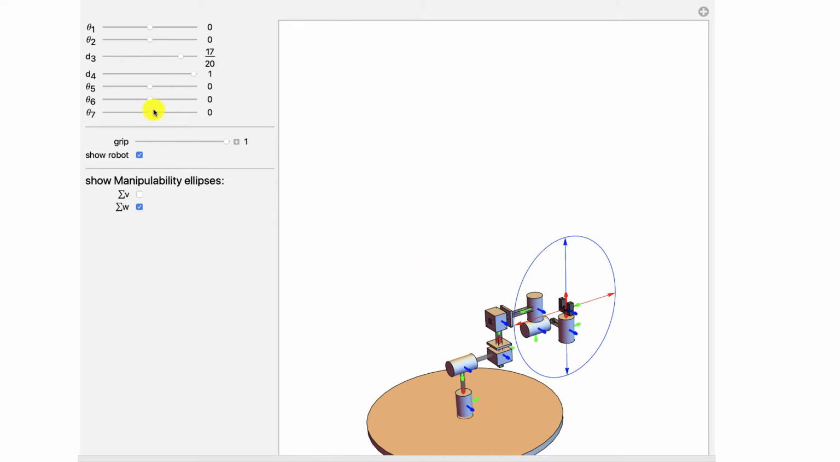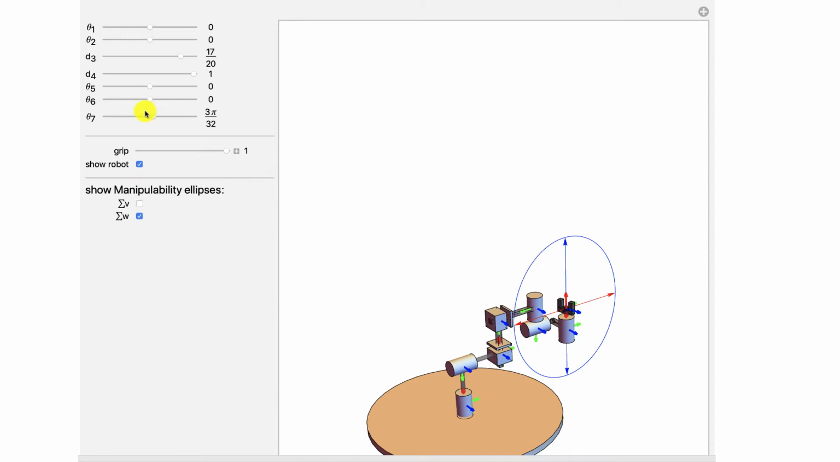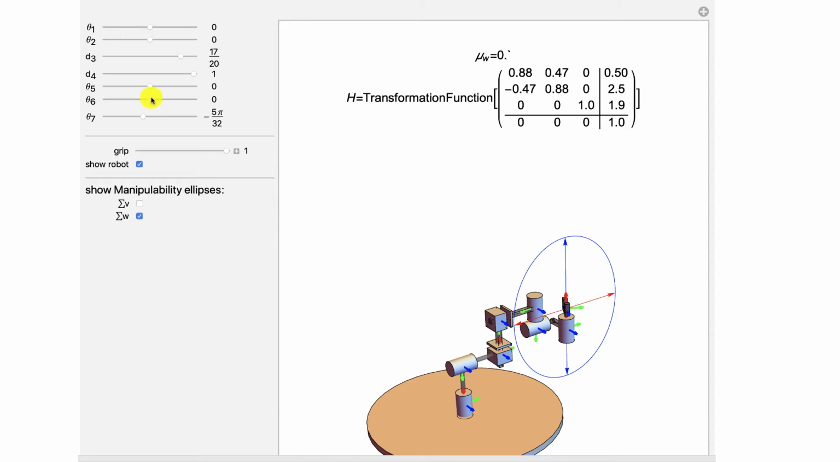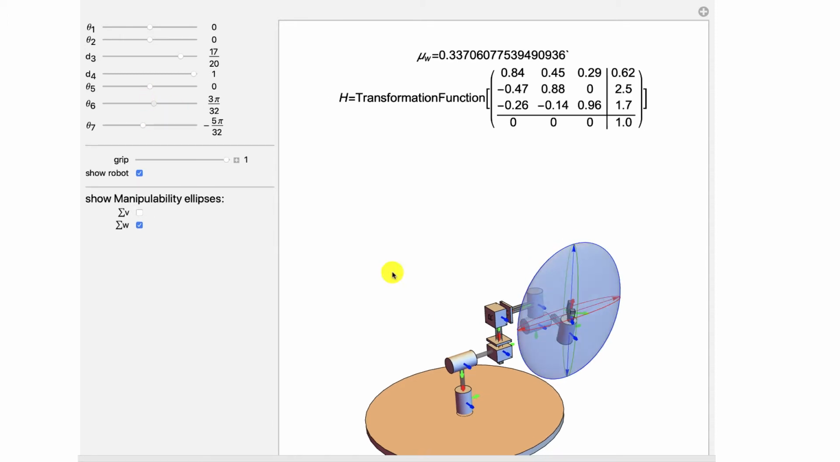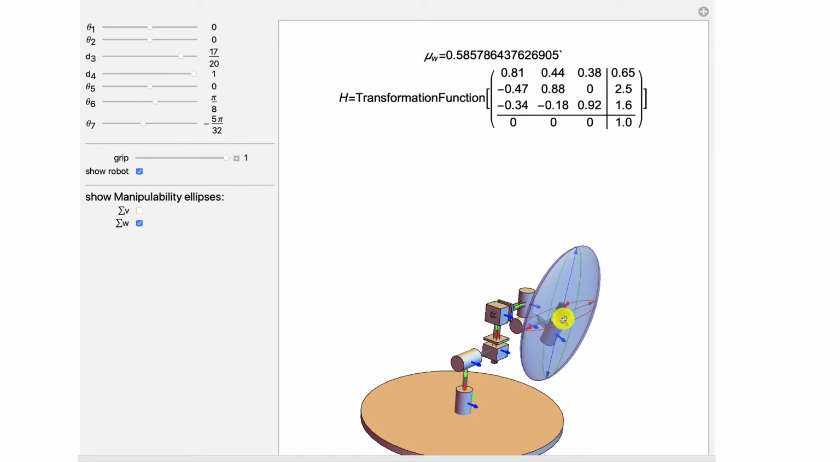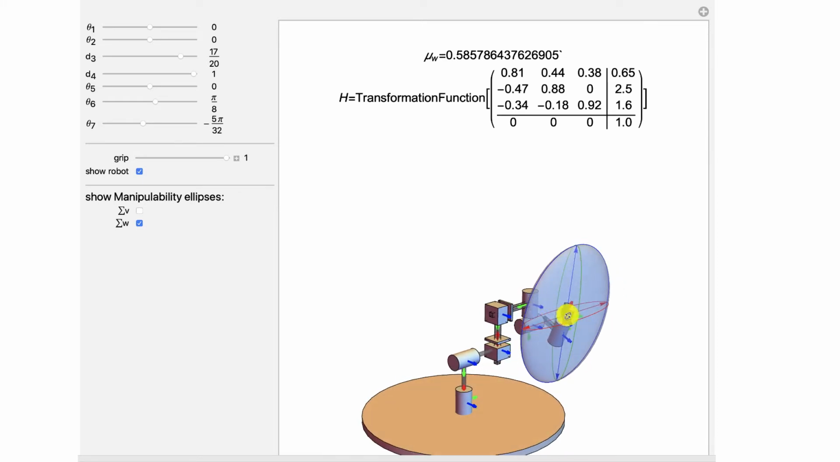If we move one of these joints out, well, this joint isn't going to pull us out because it's the last joint. But if I rotate this one off axis, then suddenly we can get out of that region. And so this is one of the tricks of this manipulability ellipse. It shows when we are in a singular position. And I've split this into the velocity and the angular velocity. So that's one concept we're going to look at today.